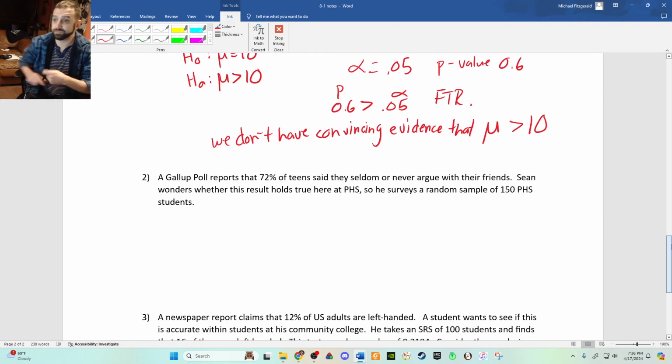Do one more. Do I have a p-value for either of these?